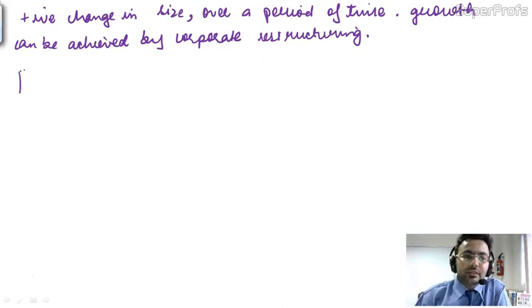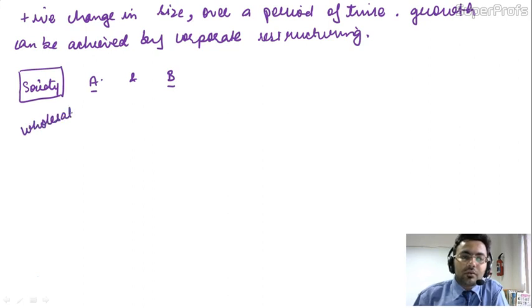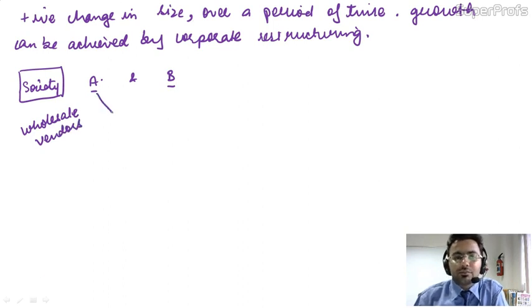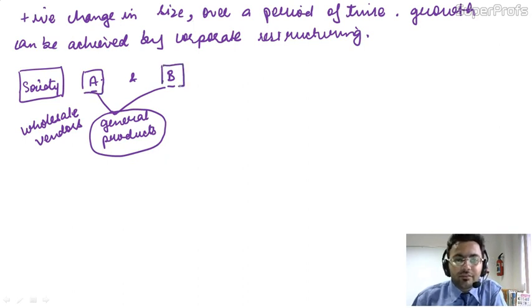Let us suppose that there is a society. In this society, basically, there are only two vendors for all the household products, for all the products which are related to a general store. That is A and another one is B. So they are only wholesale vendors for all the products related to general products. Now A has a shop over there and B has a shop at a different place.